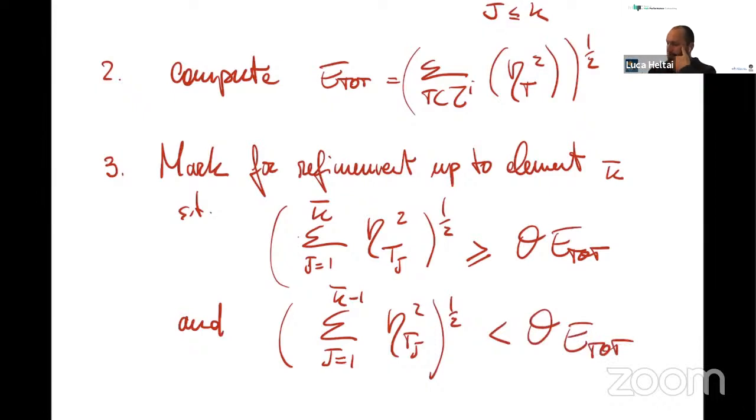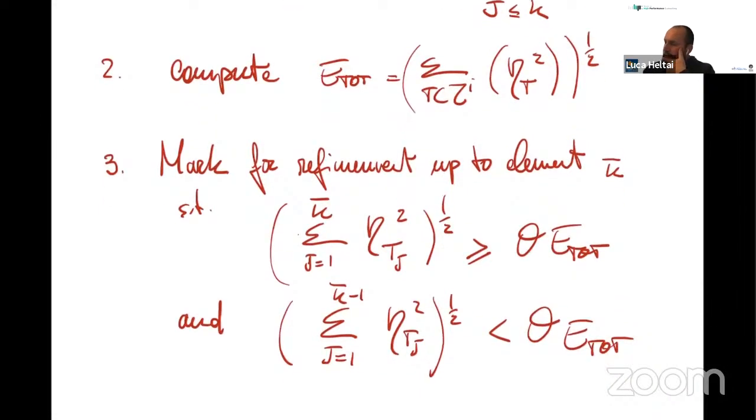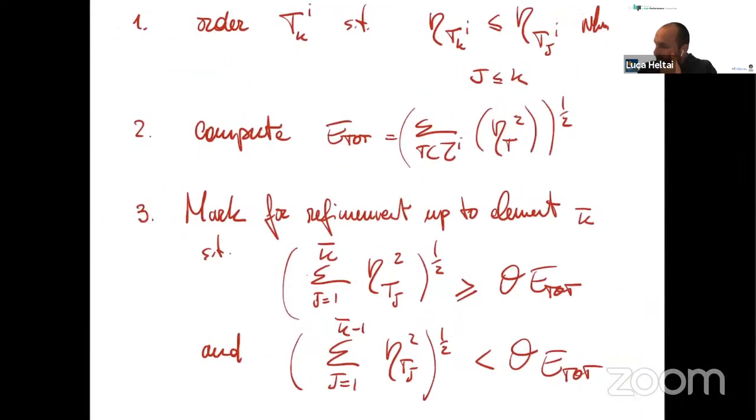Okay. So what you do basically is you order all the elements. This is the exact algorithm that is done in the library. In the library, this is what happens. You order all the elements in such a way that the error is decreasing. So I take element 0 as the one with the largest error, element 1 is the second one, element 2 is the third one, and so forth. And I compute the total error of these, and I mark for refinement up to element k star, where k star is the minimum number for which this is satisfied.